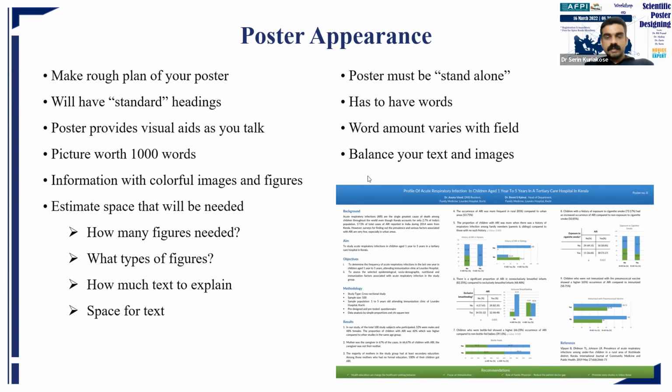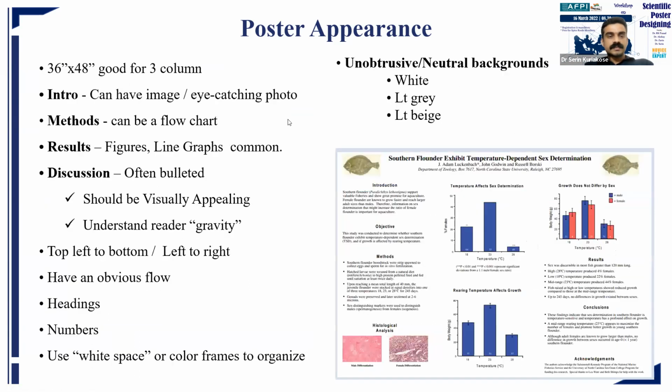So we'll come to see more about the elements. So it should have an introduction. So why this fish, the poster with the fish logo? Basically, it has three columns. It has an introduction, method, results, discussion, everything. And the background is neutral. So we'll come to those elements one by one.